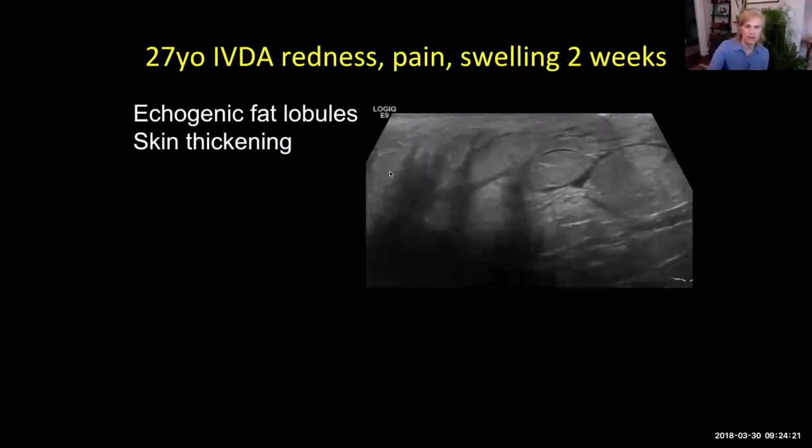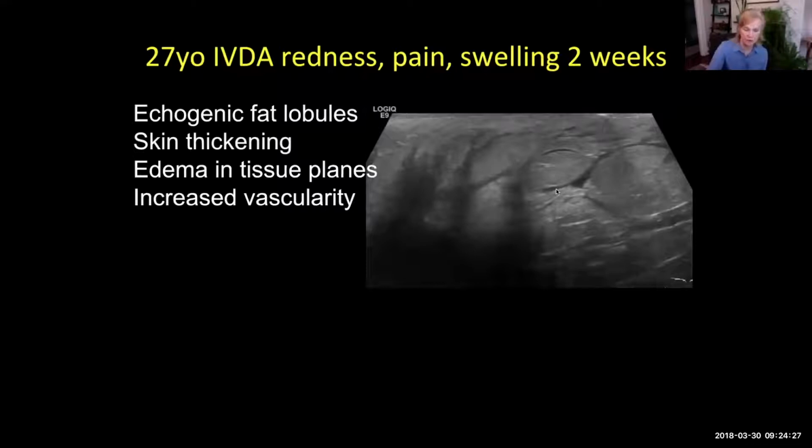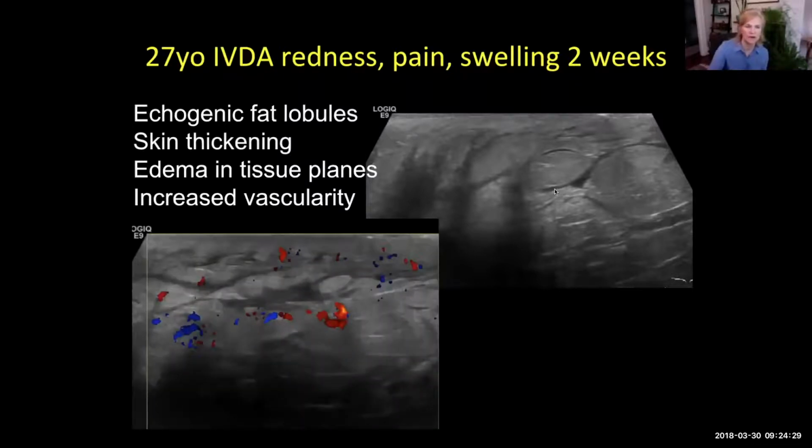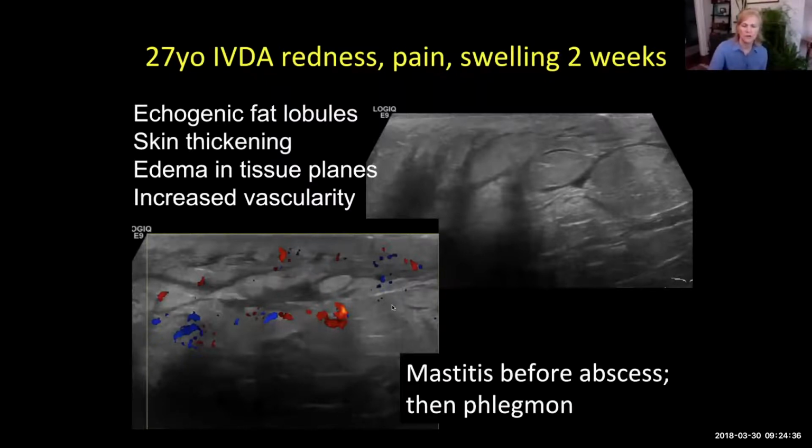So again, the echogenic fat lobules, the skin thickening, the edema in the tissue planes, and also there's going to be increased vascularity, as we see here on the color flow image. So this is mastitis, and mastitis usually precedes abscess. First, the patient may have mastitis and then phlegmon and then progress to abscess once the collection becomes more walled off.